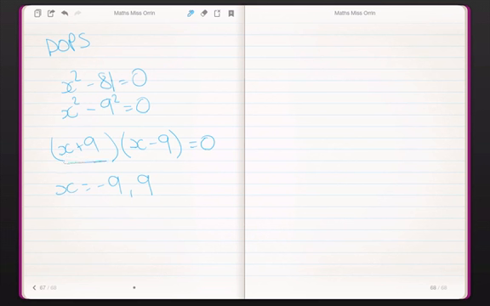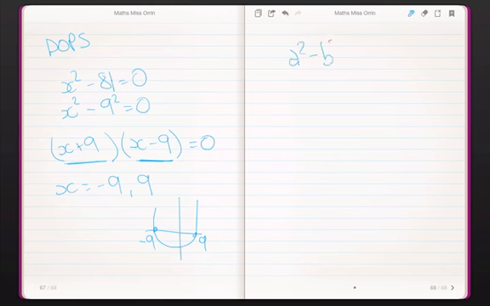So x is negative 9 and 9. Because if this was 0, it would have to be negative 9. For this to be 0, x would need to be positive 9. So our graph would look something like this. This would be 9 and this would be negative 9, okay? So difference of perfect squares means, remember our rule, a squared minus b squared equals a plus b, a minus b, okay? Which is exactly what we've just done.